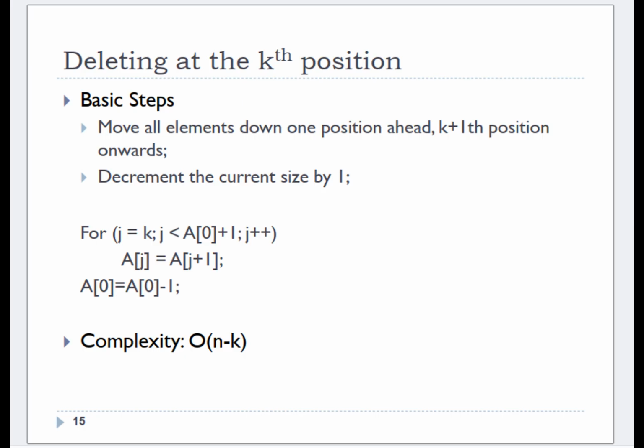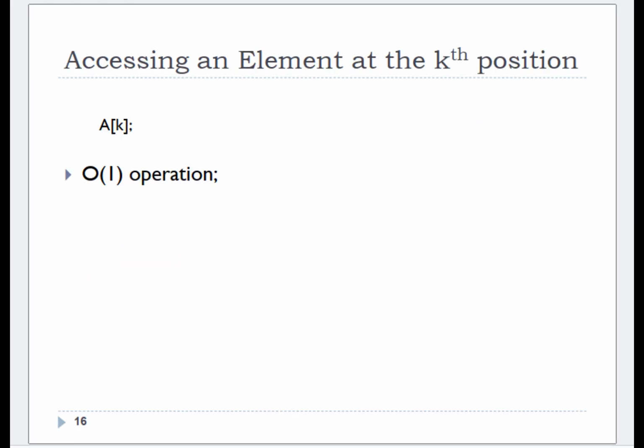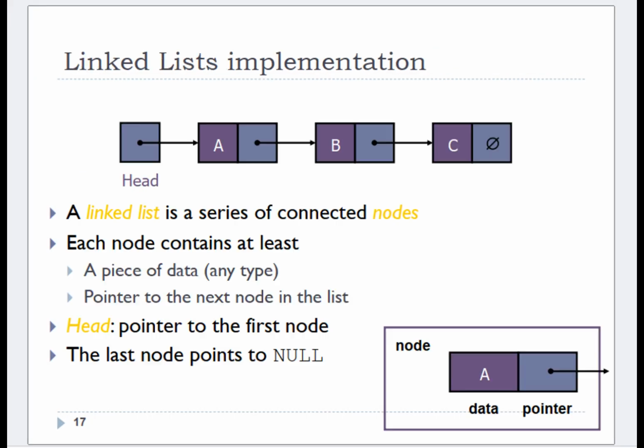14. Deleting at the kth position. Basic steps: move all elements one position ahead, from the k+1th position onwards, and decrement the current size by 1. for (j = k; j < A[0]+1; j++) A[j] = A[j+1]; A[0] = A[0]-1. Complexity: O(N-k). 15. Accessing an element at the kth position, A[k], is an O(1) operation.